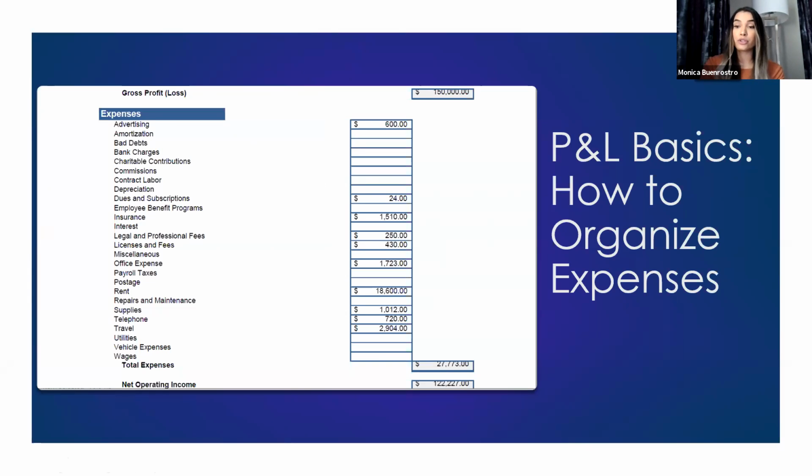You should know your numbers. You should know what's working, what's not working. If you commit to creating one of these on a monthly basis, you will see what's working for you and what's not working for you. But I'm getting off track. I'm focusing on the taxes for now.